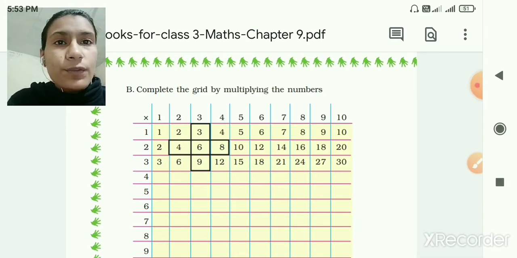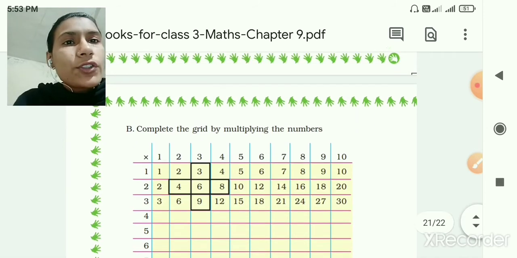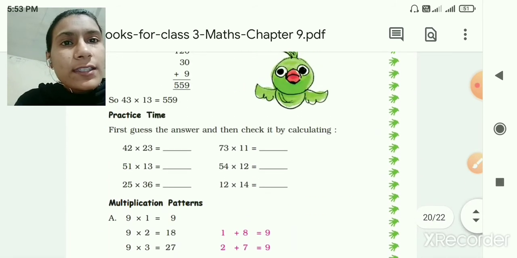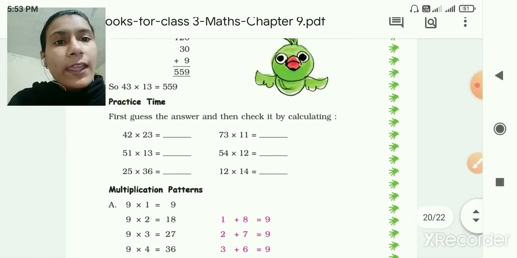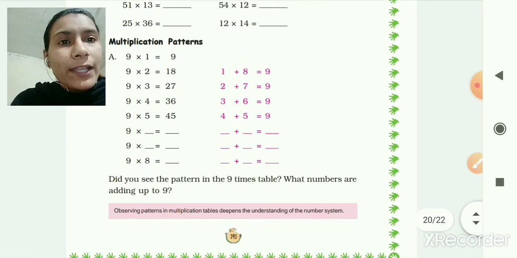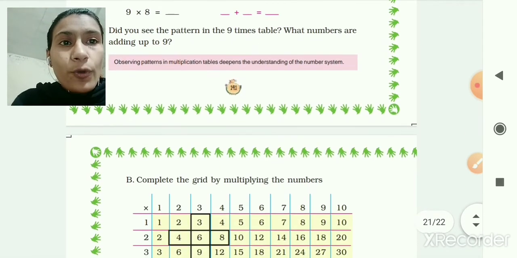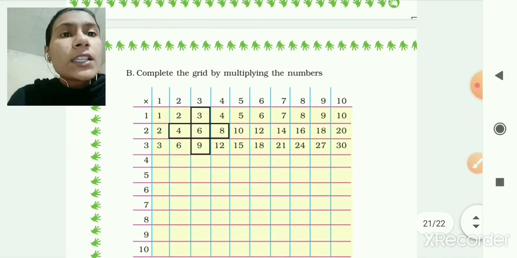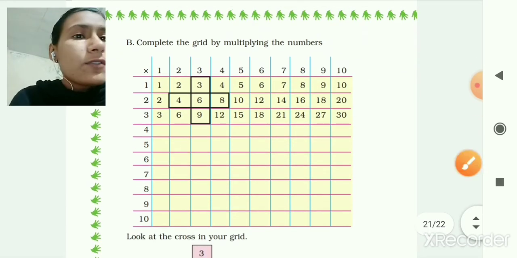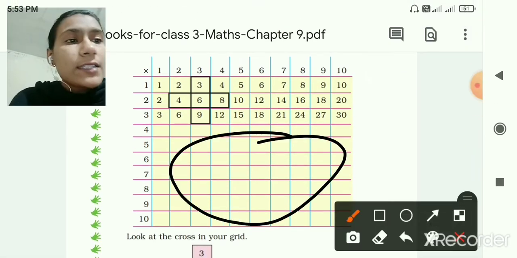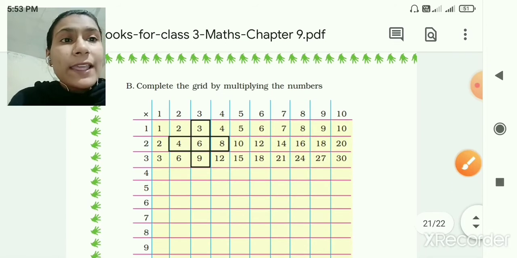So let's continue with this chapter, chapter number 9, How Many Times. In the previous video, we have seen this practice time and these multiplication patterns. Now open page number 142 in your textbook. Complete the grid by multiplying the numbers. So here we have to complete this grid by multiplying the numbers.